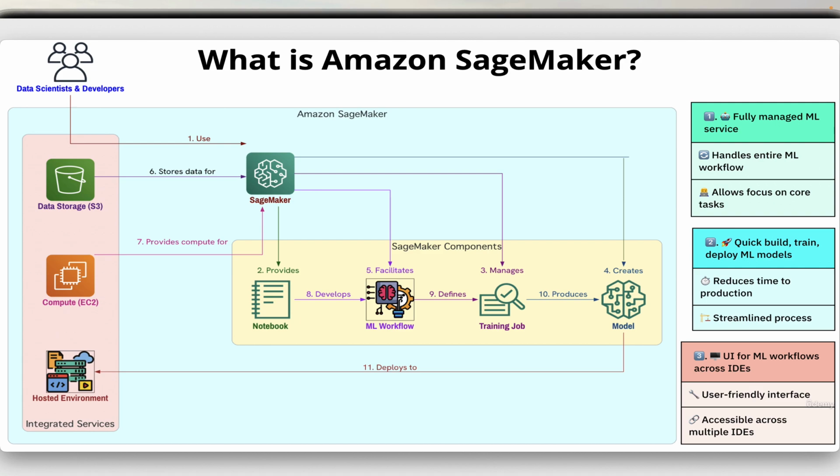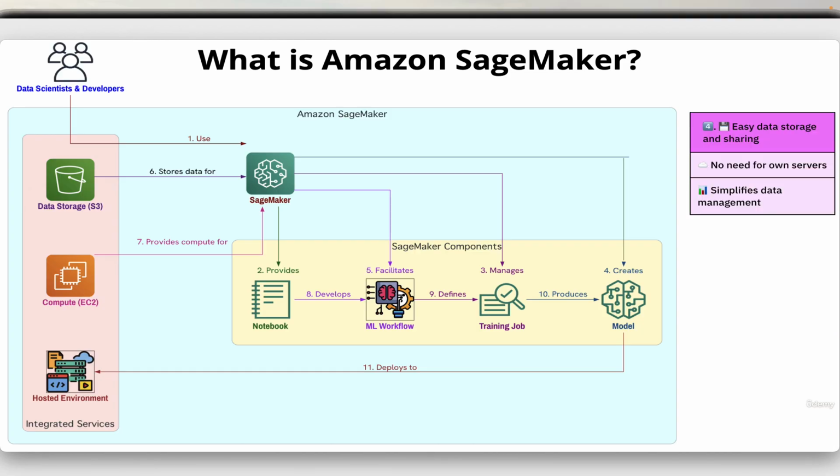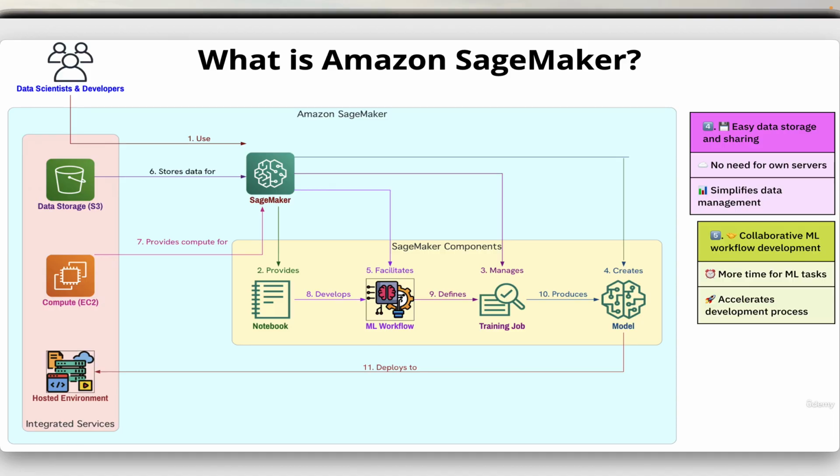SageMaker provides a user-friendly interface for running machine learning workflows. This user interface makes SageMaker's ML tools accessible across multiple integrated development environments (IDEs), enhancing flexibility and ease of use. With SageMaker, users can store and share their data without the need to build and manage their own servers. This feature simplifies data management and reduces infrastructure overhead. By eliminating the need for server management, SageMaker gives organizations more time to collaboratively build and deploy ML workflows. This promotes teamwork and accelerates the development process.